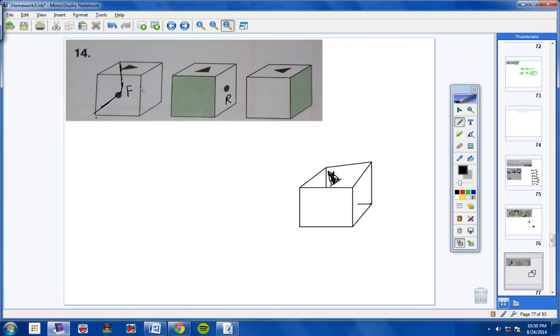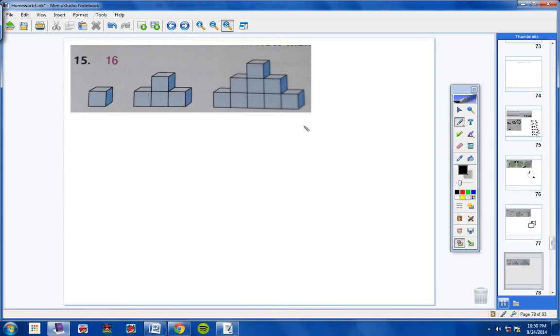Because the dot was on the front, and then the right, and then the back, and now it's on the left. The green was on the left, and the front, and the right, so the green's on the back, so you really can't see any of that. So the only thing you can really see is the triangle. Okay, moving on to number 15.